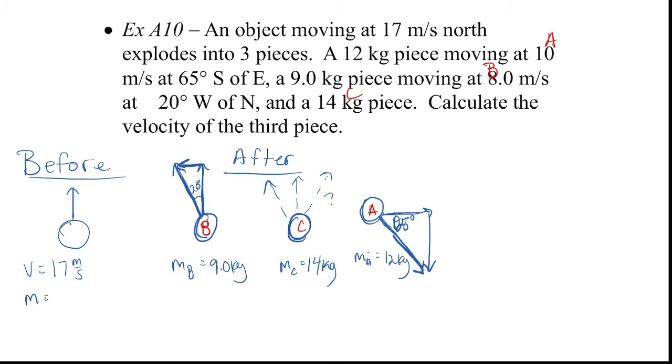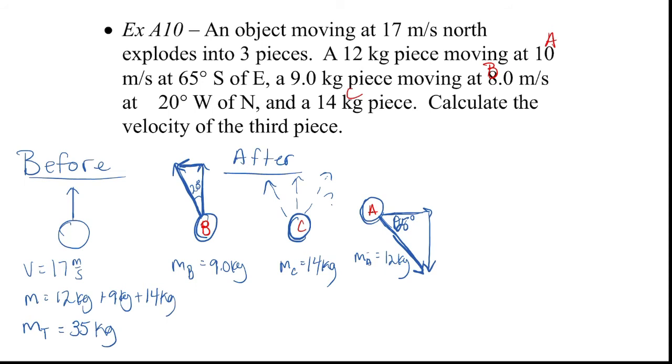So then I should be able to find the mass of the piece before, because it would just be the combination of all those masses. So we got 12 kilograms plus 9 kilograms plus 14 kilograms. And so that gives us a total mass of 35 kilograms beforehand.